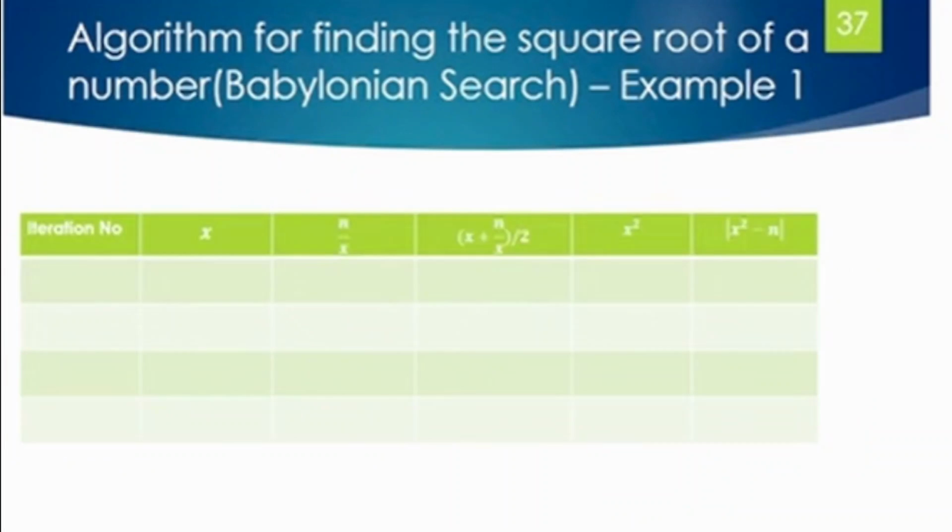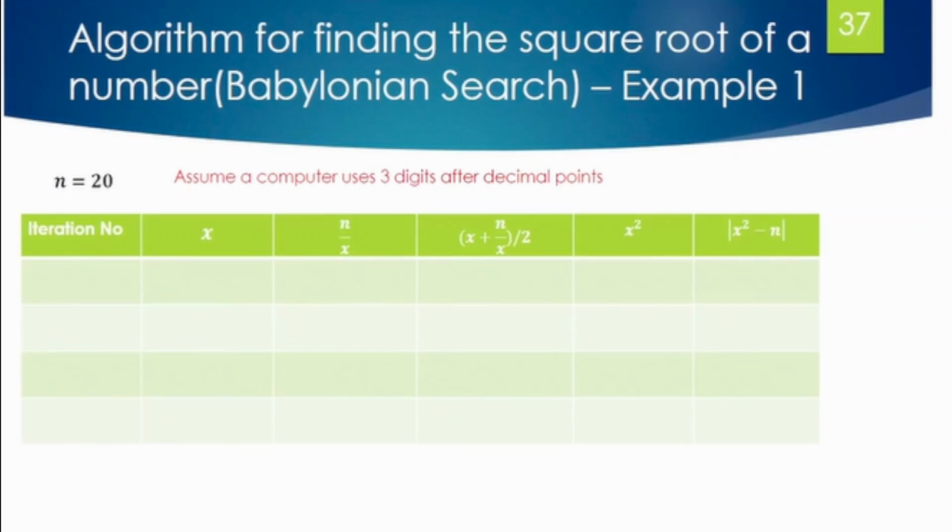So let's start with the example, right? Here we have chosen n equals 20 because our objective is to find the square root of 20. And we are assuming the computer which I am using can perform up to 3 digits calculation after decimal points. Okay. So now in iteration 1, the initial value of x is 5, as we have already told. So n by x is 4 and the average is 4.5. Now we are checking x square, which is 25.